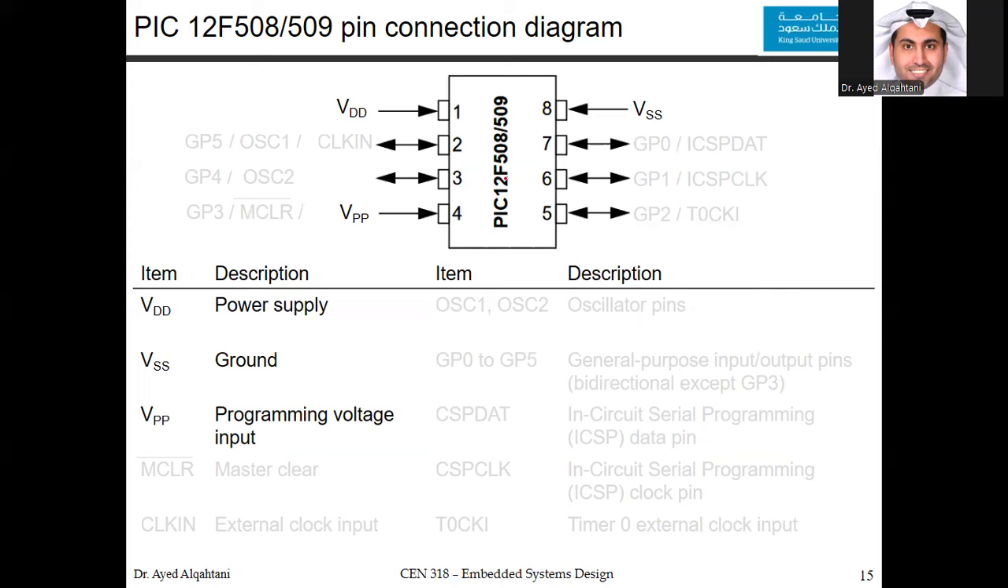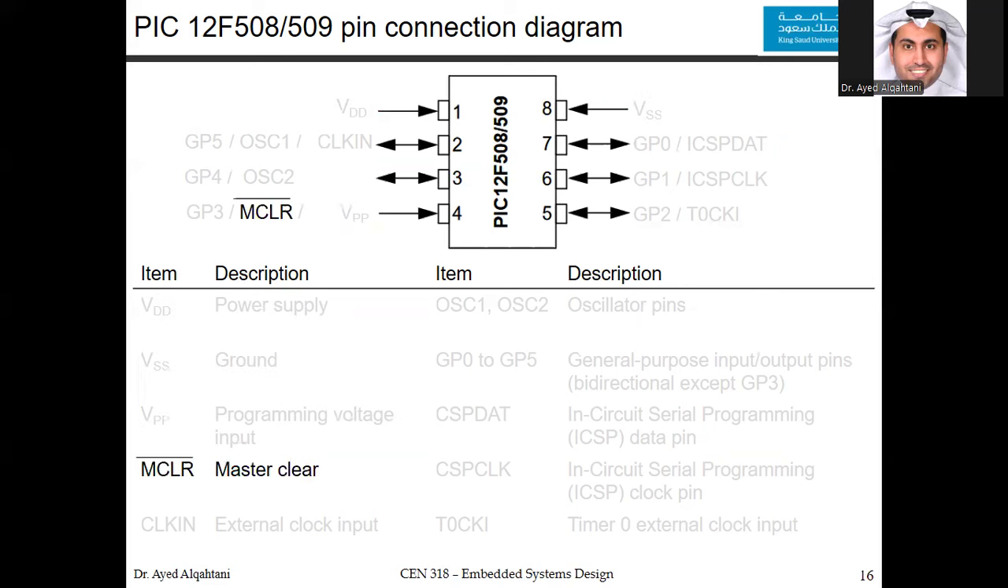So any microcontroller, or basically any chip, should be connected to VDD and ground so it can work. And now for this PIC12, VDD is connected to pin number 1, and the VSS should be connected to pin number 8. The VPP, this is the programming voltage input, as we mentioned, and usually it's the same as the VDD. So you have a power supply here, and you connect it both here and also here, and you should connect the ground right there.